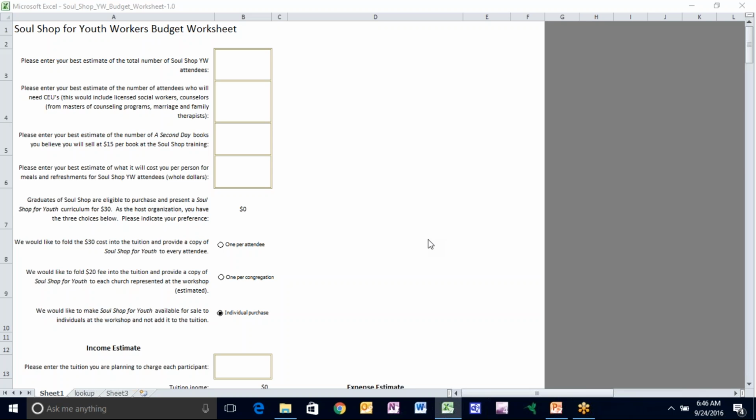So we've created this to give you some idea of what the income is going to be and what the expenses are going to be, so you get some clarity about that as you move forward. The worksheet is on your screen, and before I get into plugging in some numbers, I want to talk a little bit about the section that talks about something called Soul Shop for Youth.